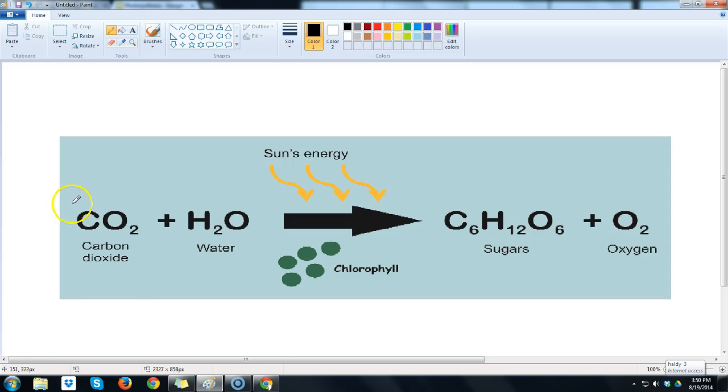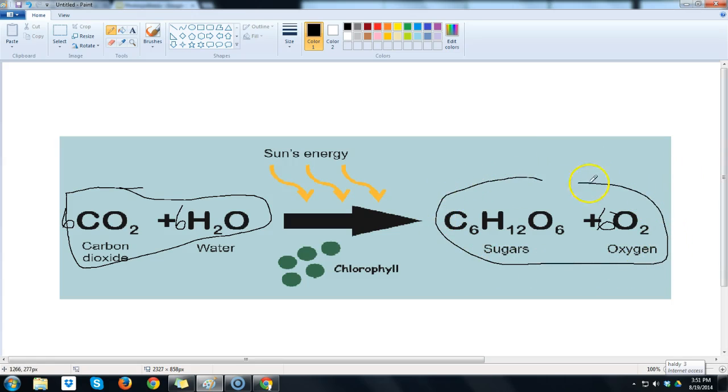Okay, so basically, this is just the same formula. Technically, for all you super detail-oriented people, there should be a 6 there, and a 6 there. And basically what happens, now these things over here, those are reactants. And these things over here are the products.